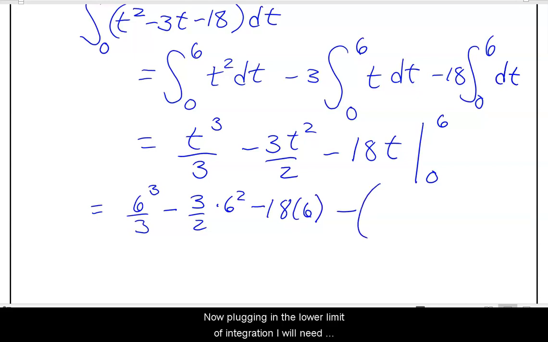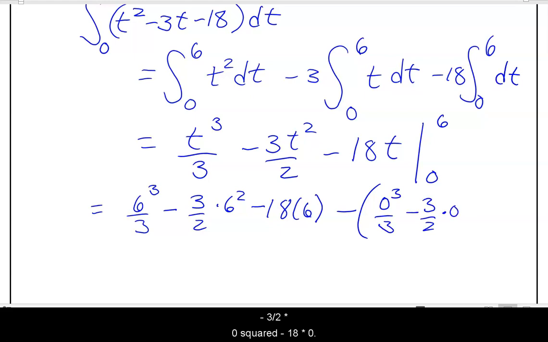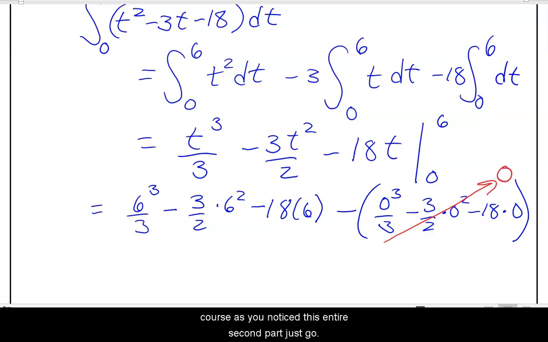Now plugging in the lower limit of integration, I will need to combine those and then subtract the result from the first part. This would give me 0 cubed over 3 minus 3 halves times 0 squared minus 18 times 0. We love to have 0 for a limit of integration because, as you notice, this entire second part just goes to 0. That leaves us with just the evaluation of the first part.